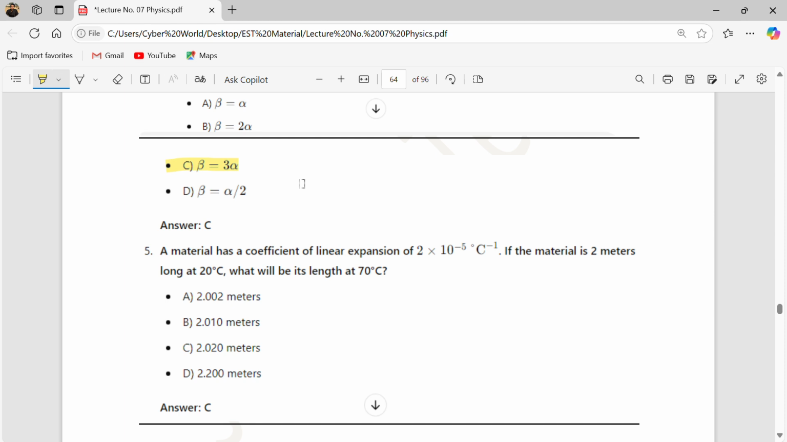The temperature changes from 20 degrees Celsius to 70 degrees Celsius, but you have to take the change in temperature, delta T. So delta T should be final temperature minus initial temperature, meaning 50 degrees. So you multiply 2 meters by this, multiplied by 50, and you get the answer, which is 2.020 meters.